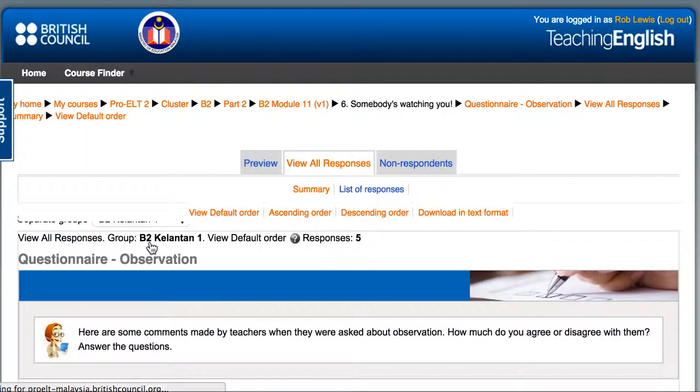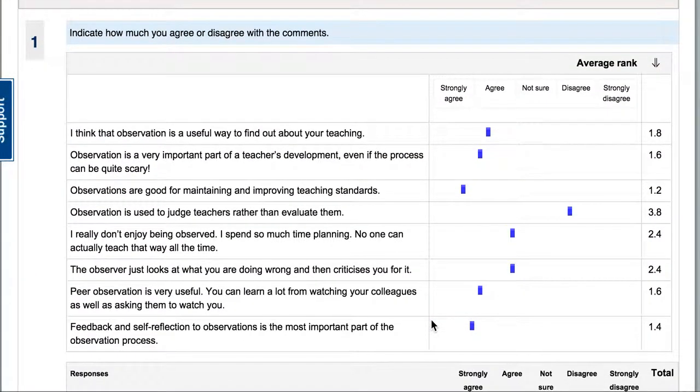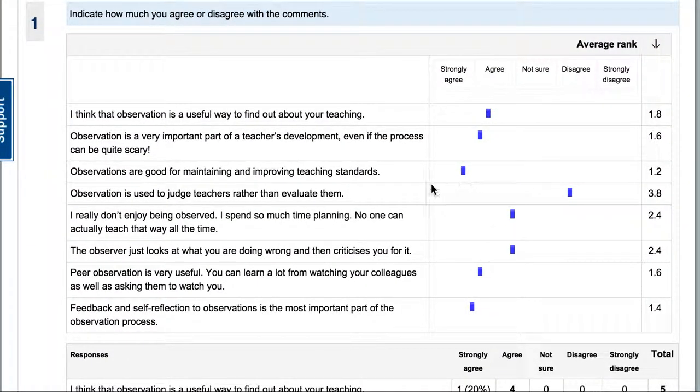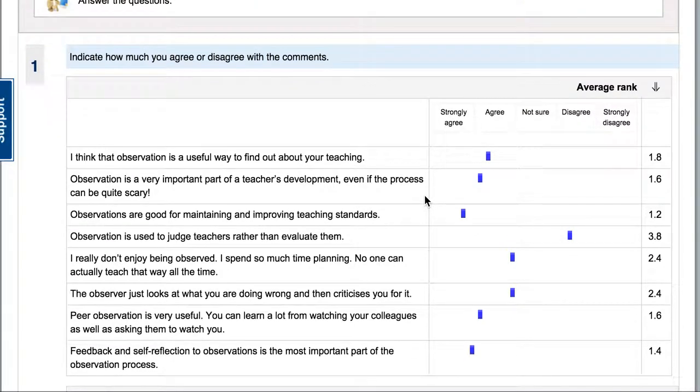And you can see that you had to say whether you agreed or disagreed with the statements about observation. The one you agreed most strongly with was that observations are good for maintaining and improving teaching standards. And I think it's difficult to disagree with that.